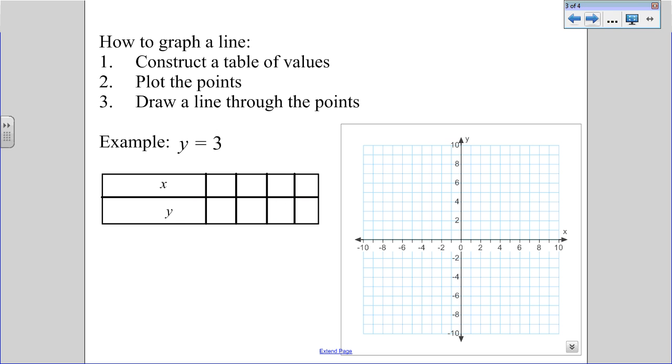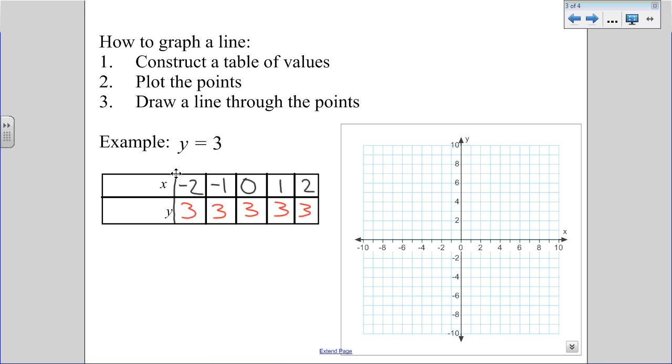We have y is equal to 3. And we talked about this a little bit when we were doing function notation. There's nowhere to plug an x in. So if I put 0 in the middle, and I put 1, 2, and then negative 1, negative 2, there's nowhere to plug those x values. So that means my y value is always going to be 3.